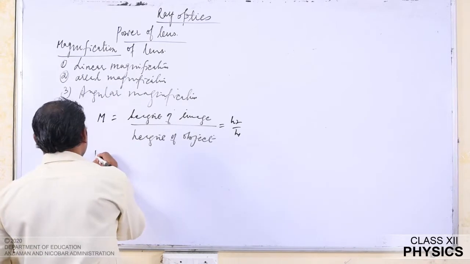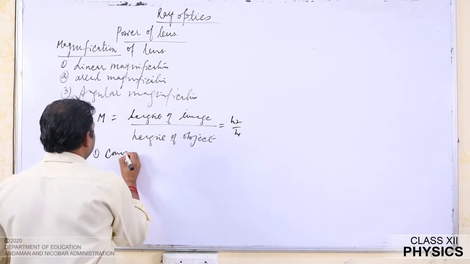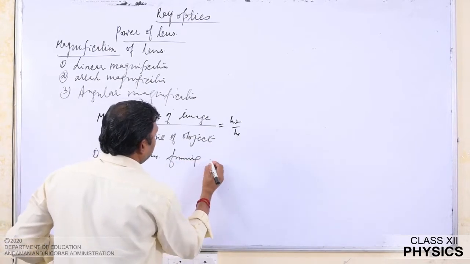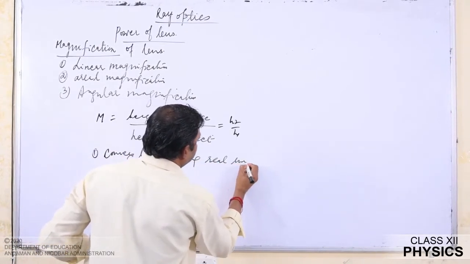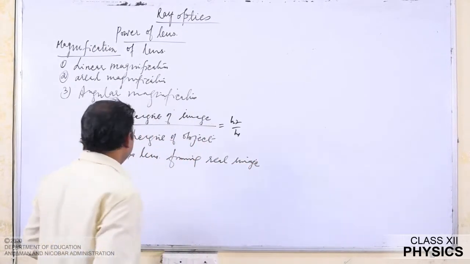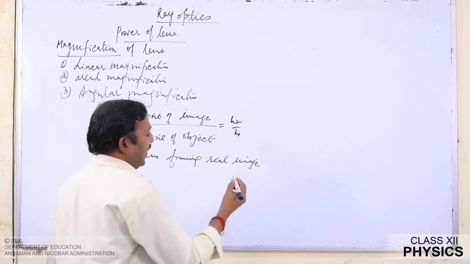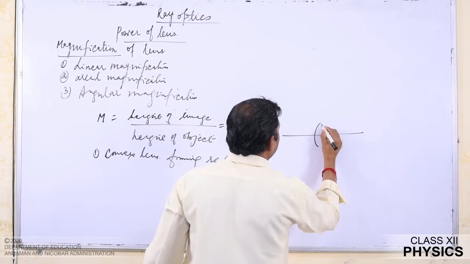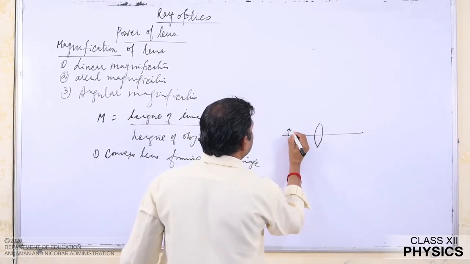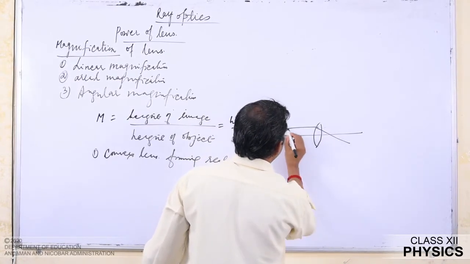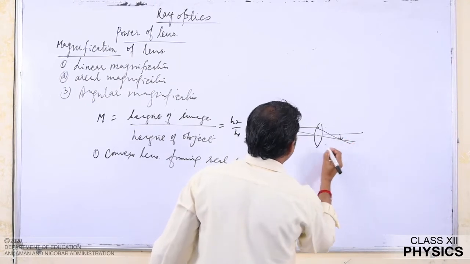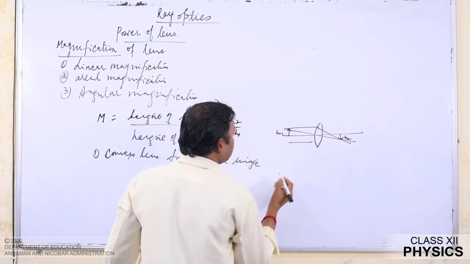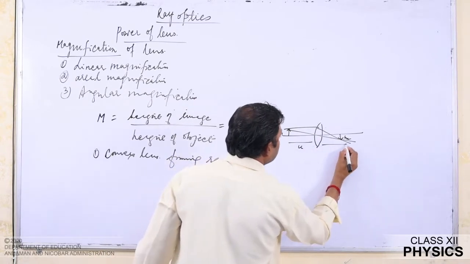First, I am taking a convex lens forming a real image. The convex lens forms a real image. The diagram for this one we can take like this. Say here we have a convex lens, an object is here, it forms an image somewhere here, and we get an inverted image. So this one is h1 and this is h2, and this distance can be taken as u and this one is v.